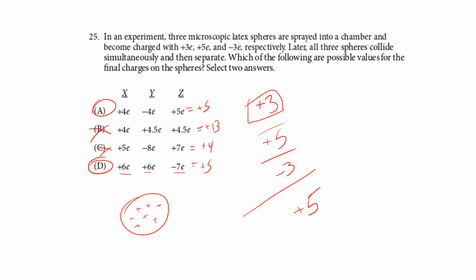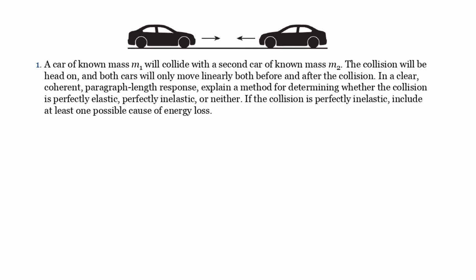All right, now it's time for the fun part, the free response part. So you've got a car of known mass m1 that will collide with a second car of known mass m2. The collision will be head-on, and both cars will move linearly before and after the collision. In a clear, coherent paragraph-length response, explain a method for determining whether the collision is perfectly elastic, perfectly inelastic, or neither. If the collision is perfectly inelastic, include at least one possible cause of energy loss.